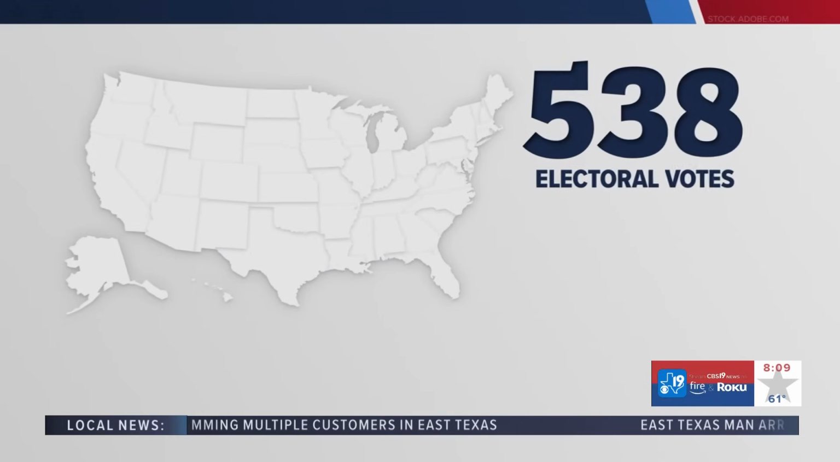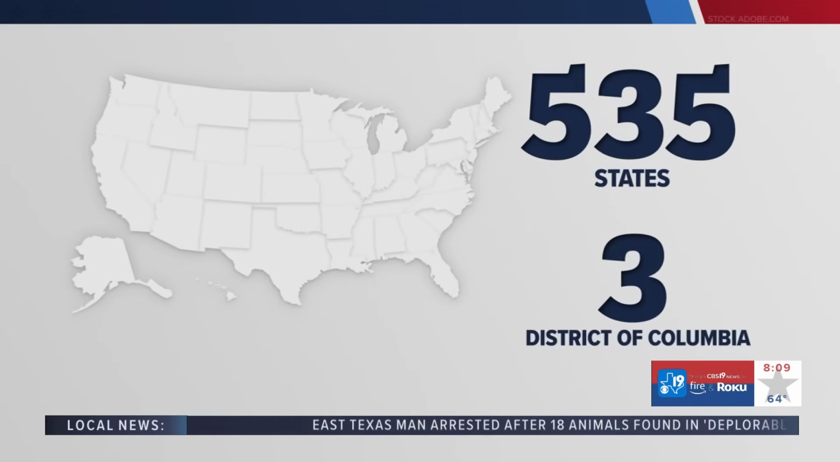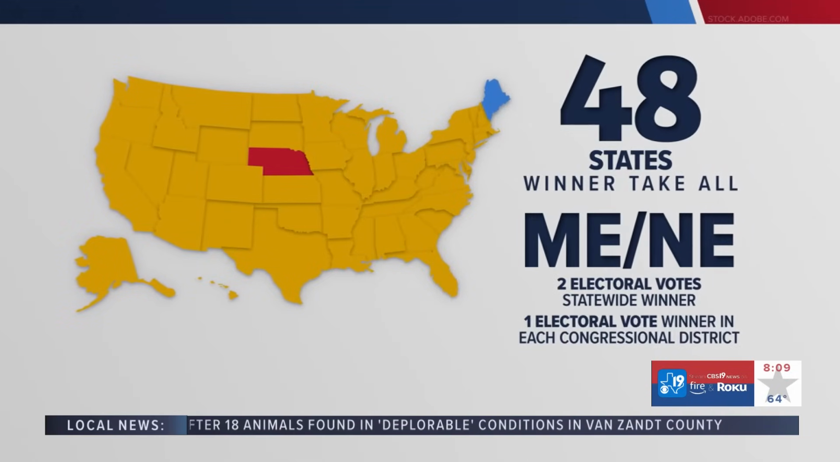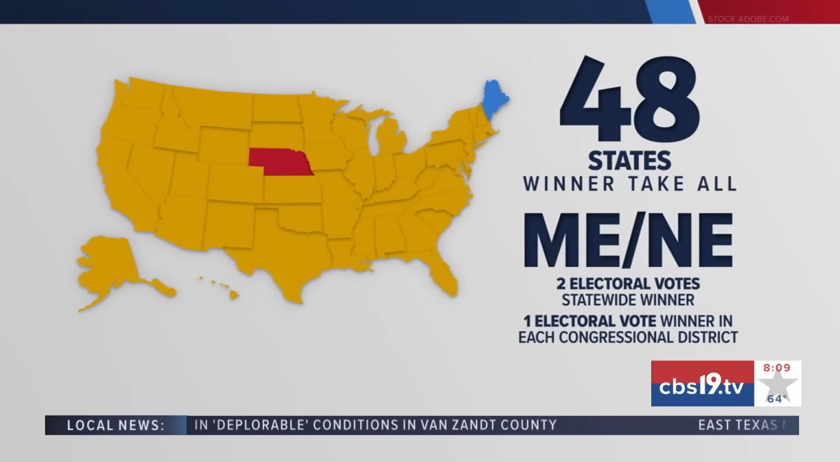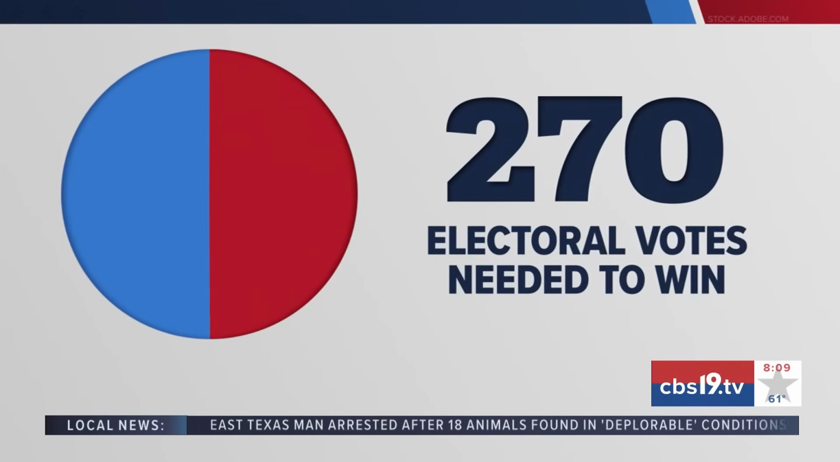There are 538 total electoral votes, 535 for the states and 3 for the District of Columbia. 48 states are winner-take-all. Maine and Nebraska give 2 electoral votes to the statewide winner and 1 for the winner of each congressional district. A simple majority of 270 electoral votes is needed to win.